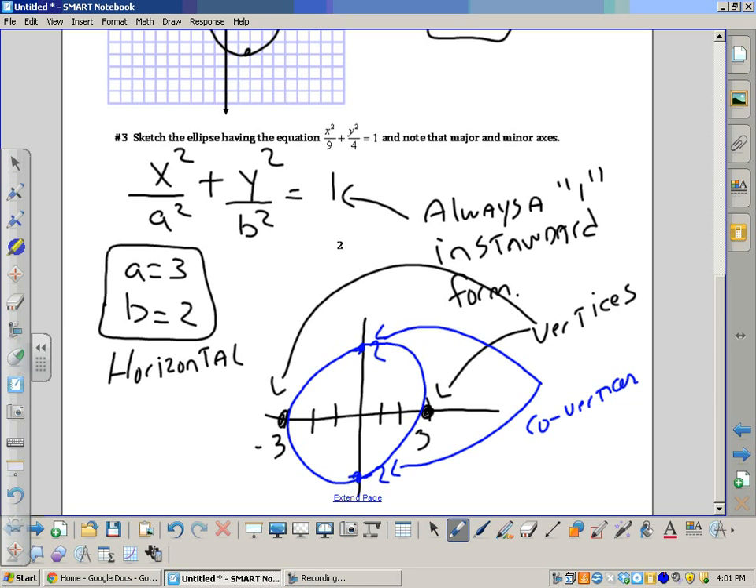An ellipse really is just an oval. So you can see that this ellipse is stretched horizontally. It's not a circle, but it looks pretty close to a circle. It says note the major axis. Well, that's 2 times a, and in this case a is 3, so that's 6. The length of the major axis is 6 units. And the minor axis is 2b, so that's 2 times 2, which is 4.